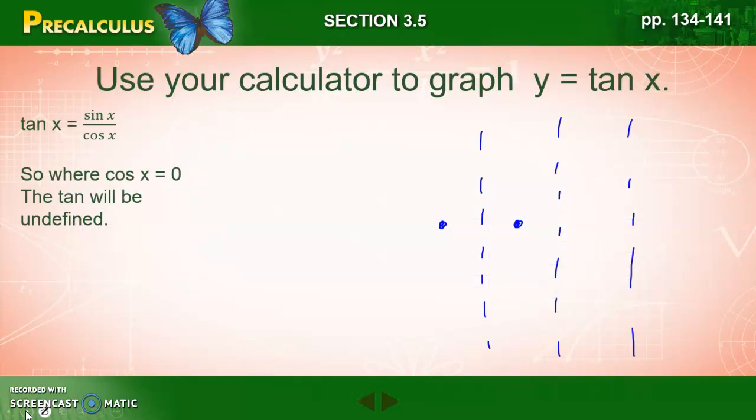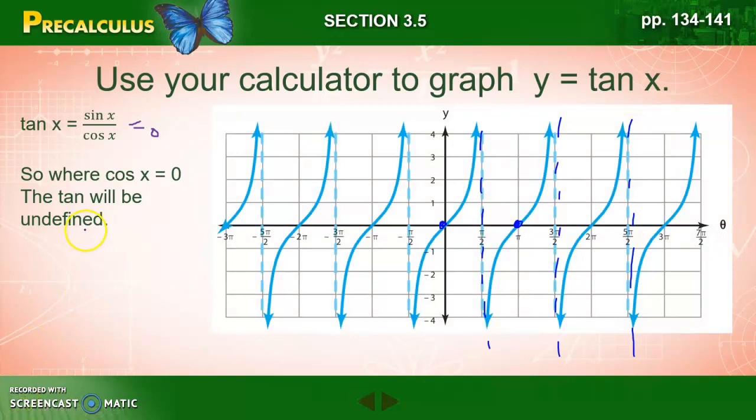All right, use your calculator to graph y equals tan x. Just a reminder that tangent is sine over cosine. At places where cosine of x equals 0, see if you remember where that is on the unit circle. Hopefully you said at pi over 2 and 3 pi over 2. So at those places, tangent is undefined, because anything divided by 0 is that undefined number. So when we graph that, it should look like this.